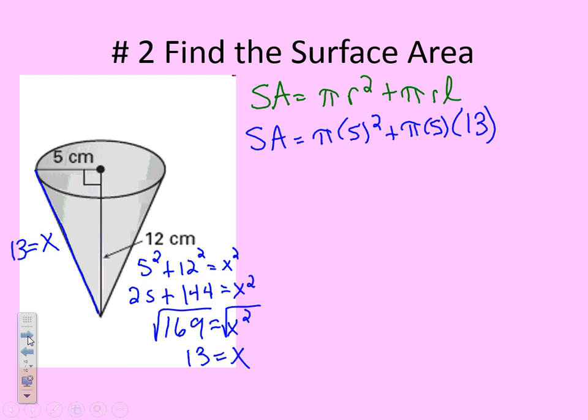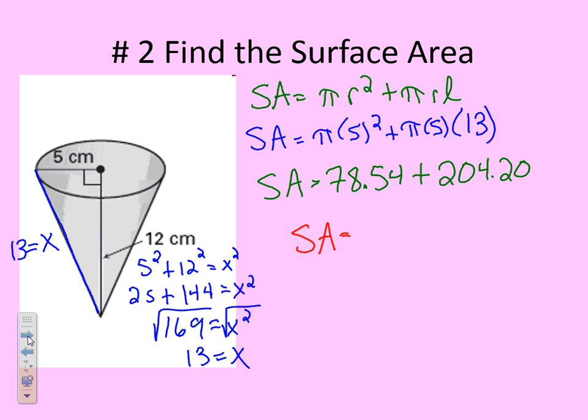Once I get here, ladies and gentlemen, I'm just going to type this in my calculator. So I get the surface area equals 78.54 plus 204.20. Add those together. My total surface area of this cone is 282.74 centimeters squared.